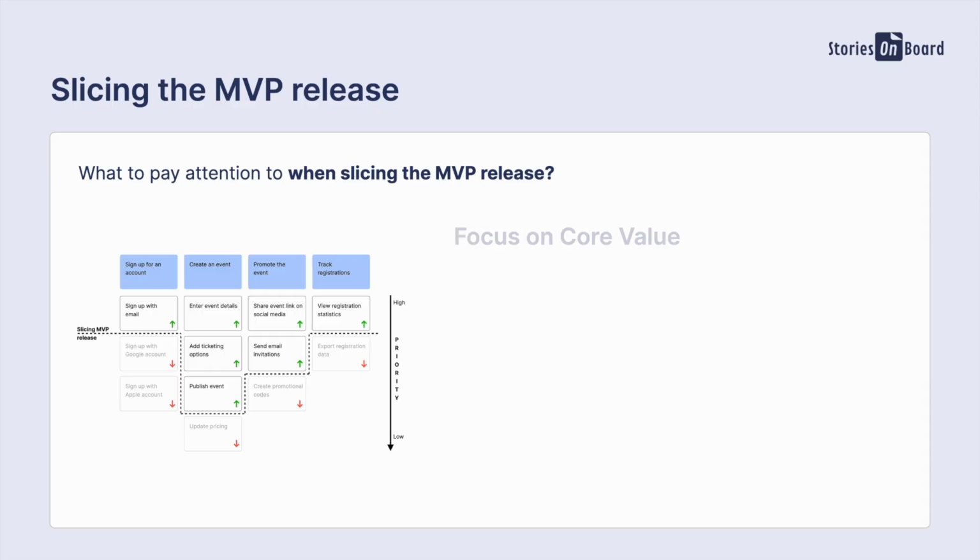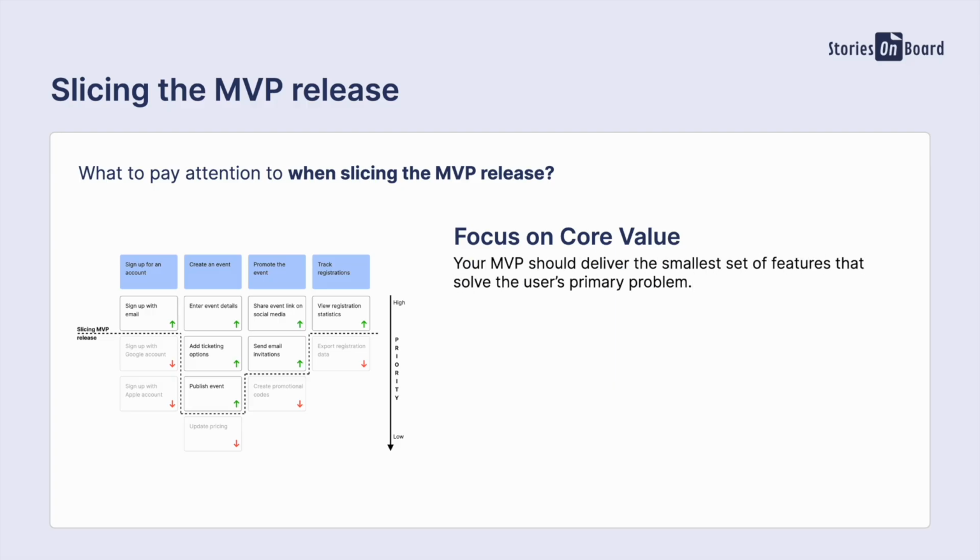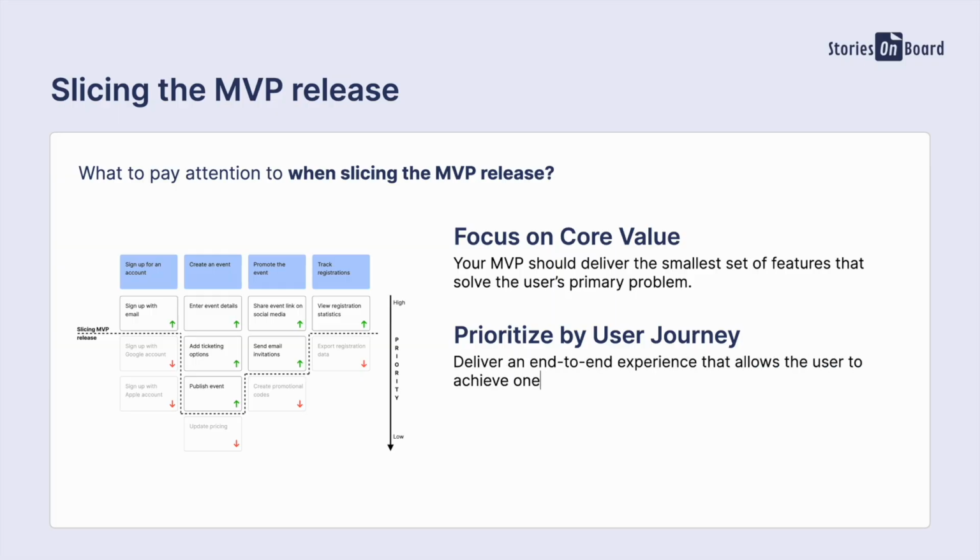The most important is to focus on the core value. Your MVP should deliver the smallest set of features that solves the user's primary problem. Everything else can wait. Ask yourself, if this feature were missing, would the user still get value? We need to prioritize by user journey. Slice along the user journey, not by technical layers. Deliver an end-to-end experience that allows the user to achieve one complete goal, even if it's minimal in functionality.